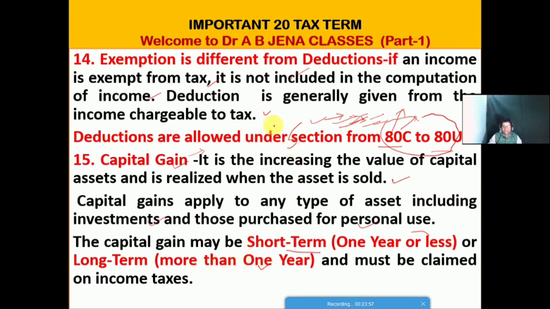on income taxes. Friends, for your kind information, I have posted 2 MCQs on income tax and 3 MCQs on indirect tax and GST. Kindly go through the posted video and you will know more about what the sections are, what the deductions are, what the rebates are, and so on.